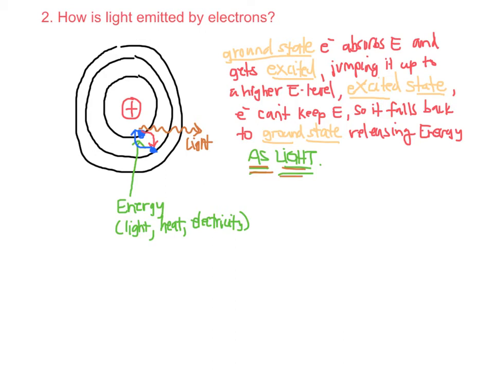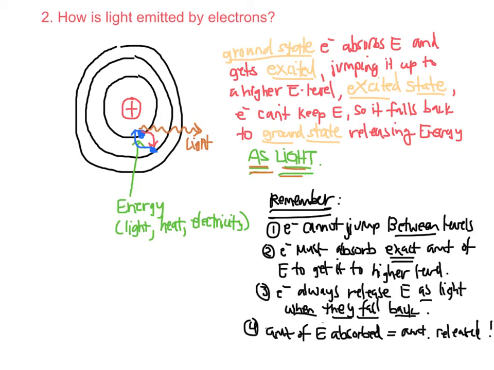So an electron absorbs either light, heat, or electricity. It jumps up to a higher energy level, and then when it falls back down, it releases that same amount of energy as light. A couple things you need to remember about this process is that electrons cannot jump between energy levels. Just like you can't step between the rungs of a ladder, electrons can't jump up and exist in between energy levels. You also need to remember that for an electron to jump to a higher energy level, it needs to absorb exactly the right amount of energy to get to that higher level.